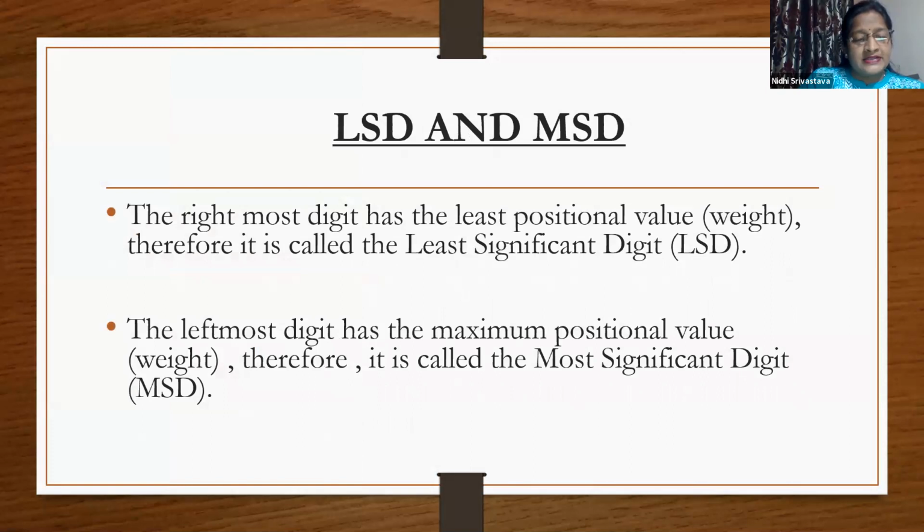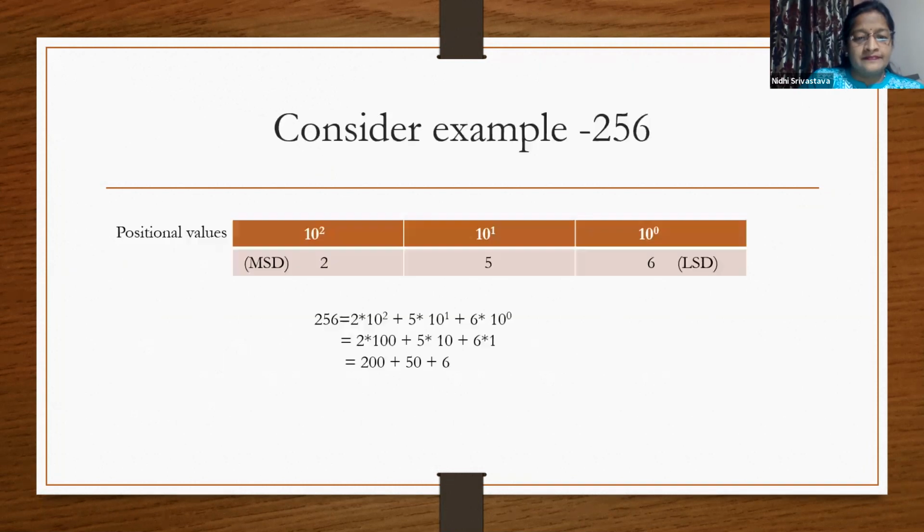LSD and MSD. The rightmost digit has the least positional value, or weight. Therefore, it is called the least significant digit, that is LSD. The leftmost digit has the maximum positional value, or weight. Therefore, it is called the most significant digit, that is MSD.